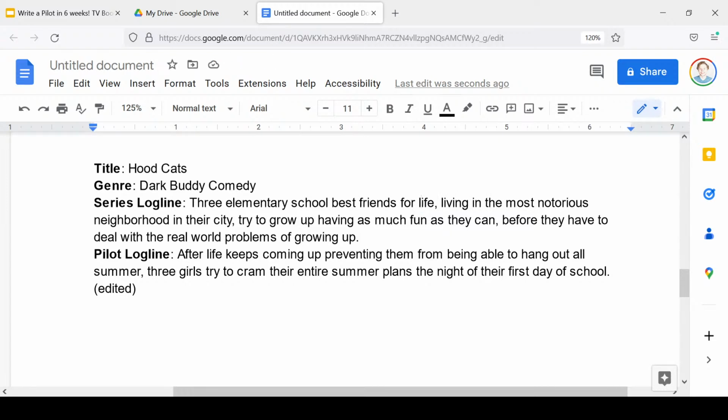Try to grow up having as much fun as they can before they have to deal with the real world problems of growing up. So this, as a series logline, I'm not quite getting what the conflicts are going to be. I think that you need to not highlight what they're avoiding dealing with, but tell us what they are dealing with now. Maybe the suggestion would be that they are doing these things because they are trying to avoid the responsibilities of adulthood, but we want to know more like what are they doing. So you say that they are just trying to have fun, but what does that mean for them, right?